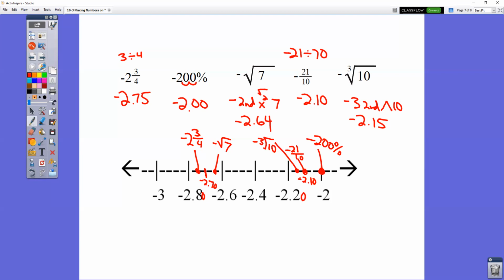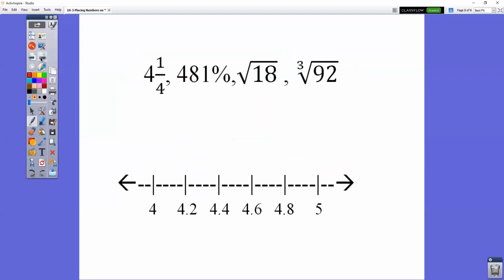So you do need to be careful, especially with your negatives, because the negatives go backwards. Go ahead and try this last one on your own. Change them into decimals first.